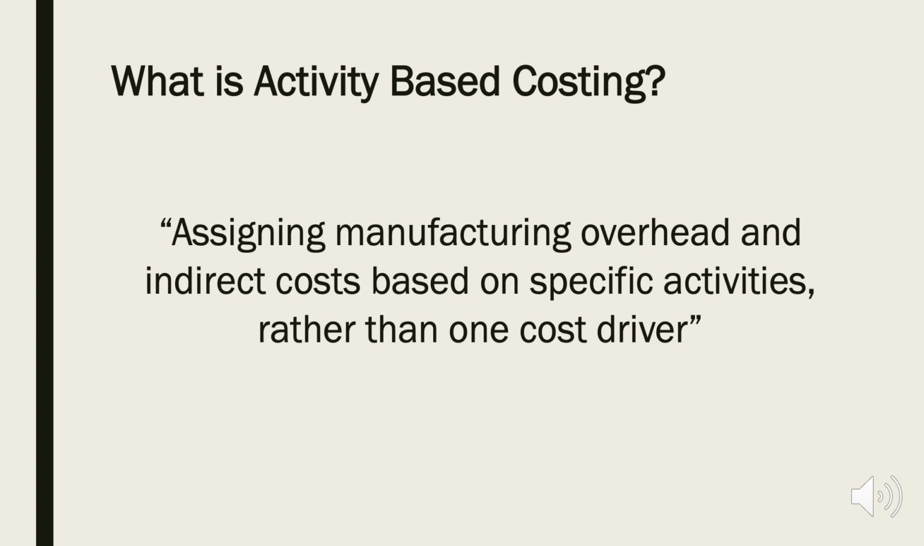So what is activity-based costing? Activity-based costing assigns manufacturing overhead and indirect cost based on the specific activity required to manufacture the product. Different to a traditional costing that uses direct labor, activity-based costing is often beneficial because it allows for more accurate allocation of costs, especially if a business sells multiple products.